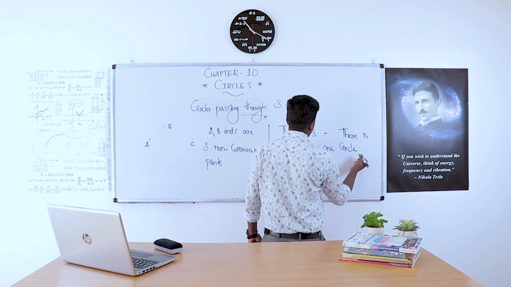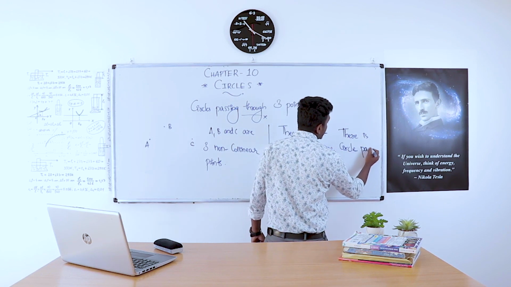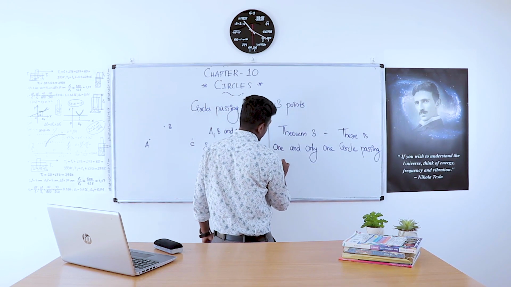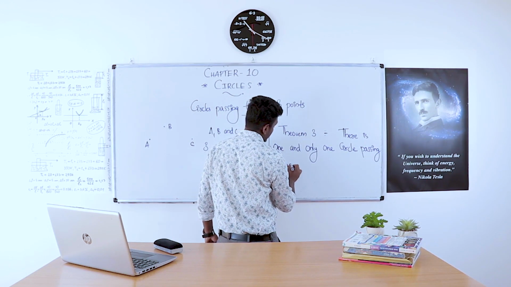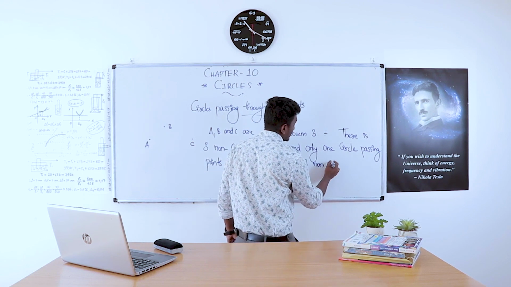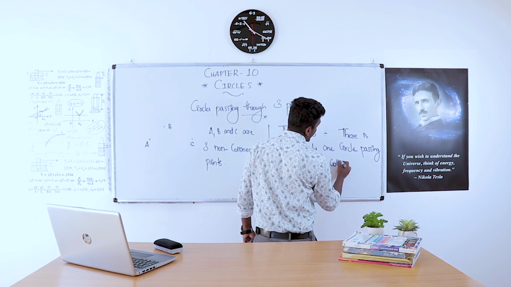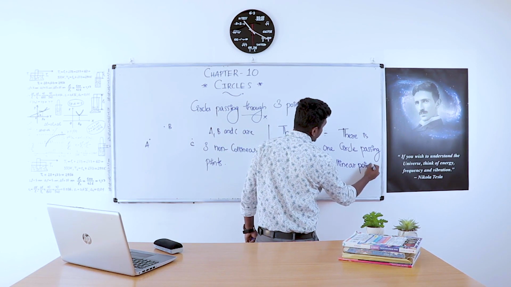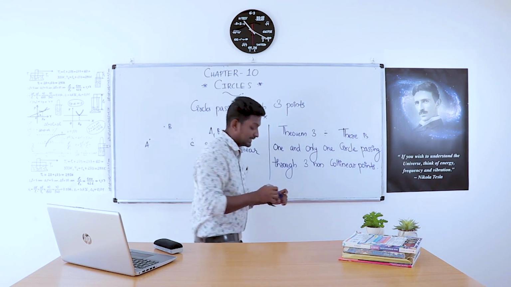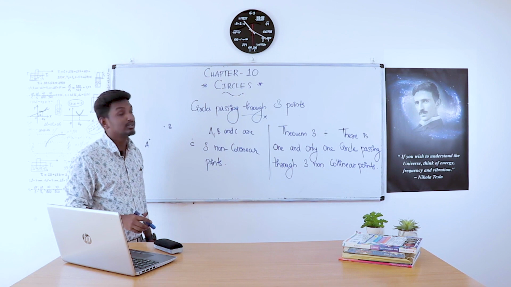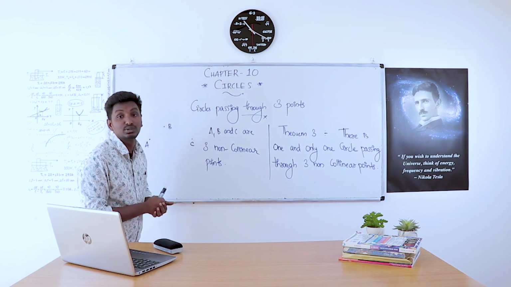There is one and only one circle passing through three non-collinear points. This is theorem number 3, the third theorem. What is theorem number 3? It is related to circles passing through three points.